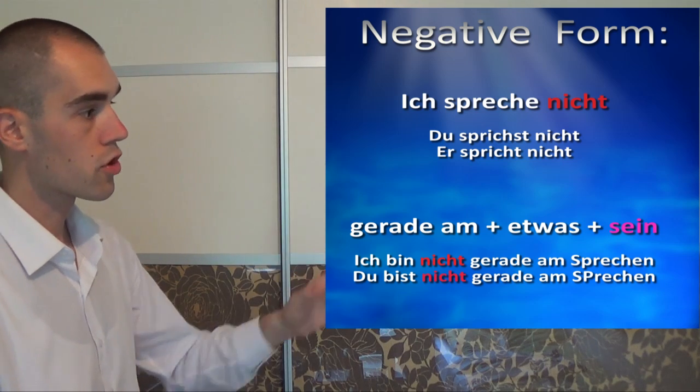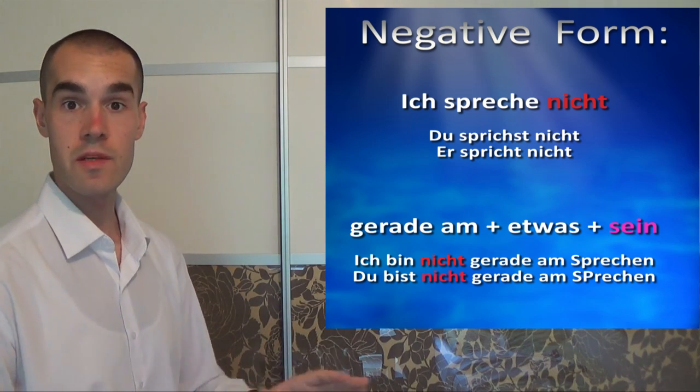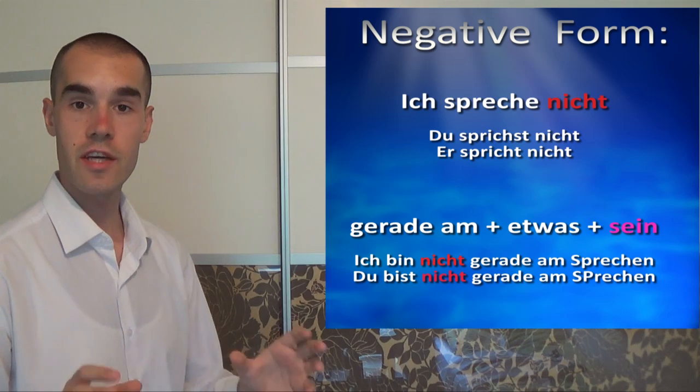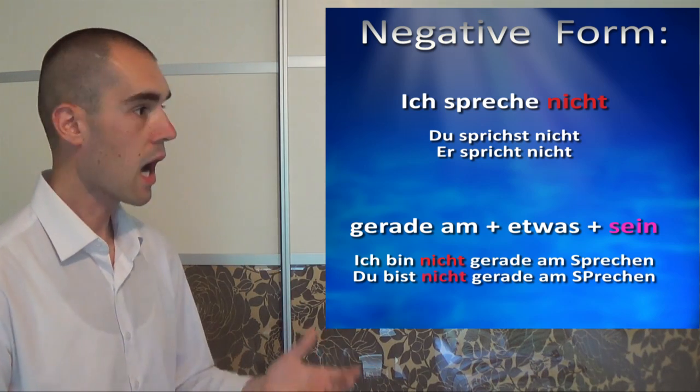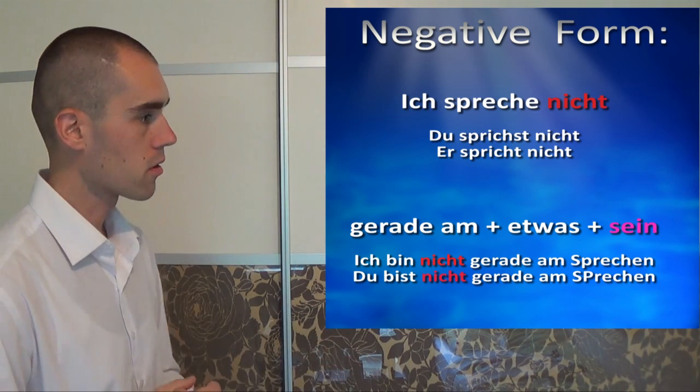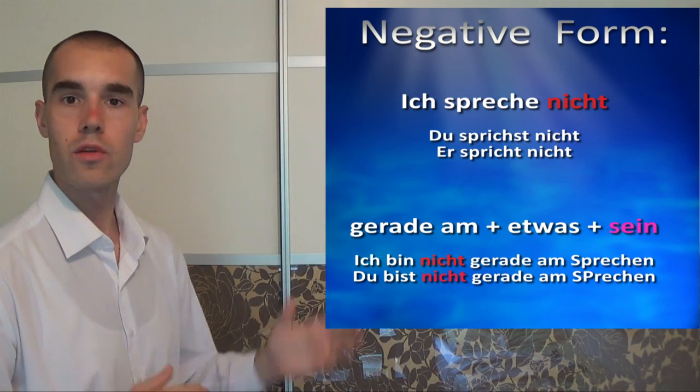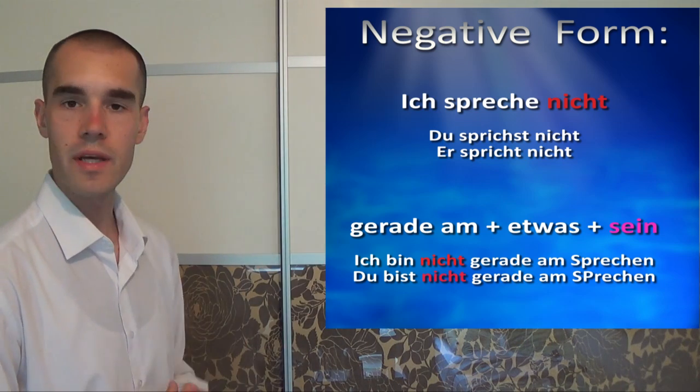Okay, so let's see how the Germans do it. Again, the Germans are very simple with this. They put only a nicht, the German form of not, after the verb, and this is it. So, ich spreche nicht, du sprichst nicht, er spricht nicht.